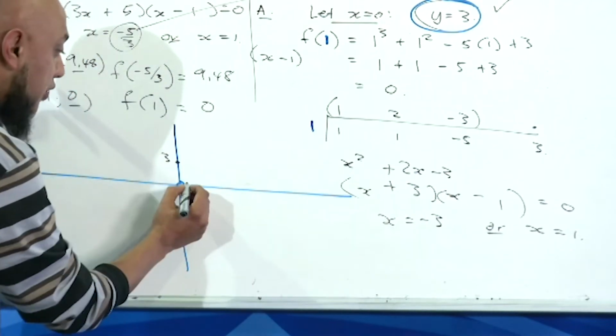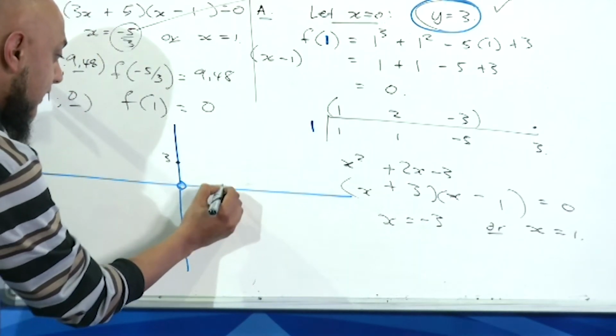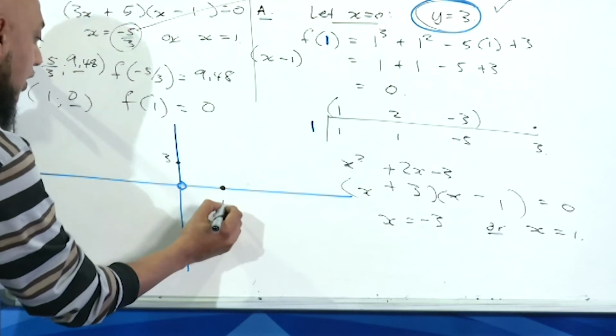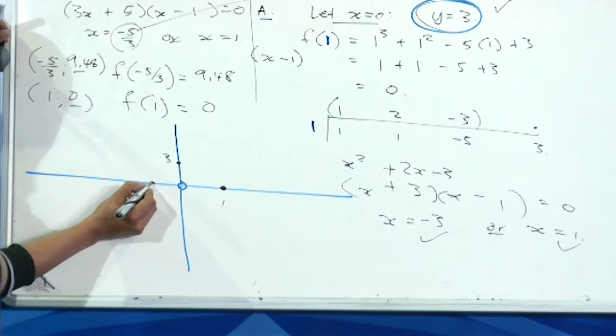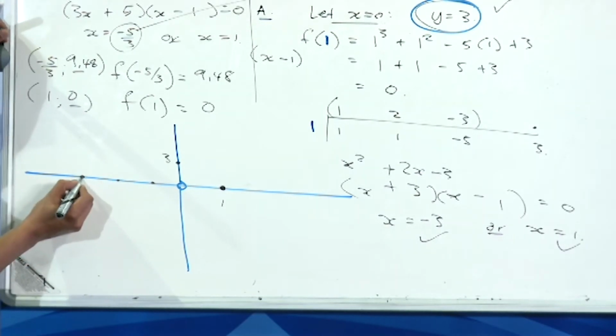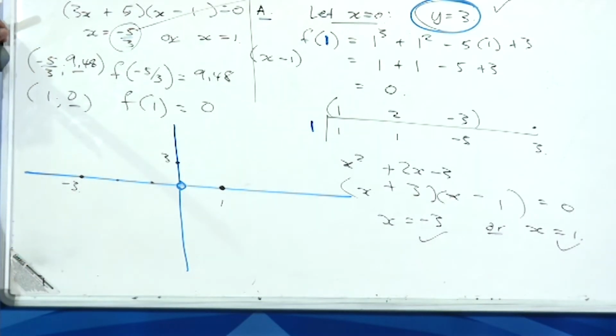x is equal to 1, or x is equal to negative 3. There we go, negative 3. So negative 1, negative 2, negative 3. There we go. Those are our two x intercepts.